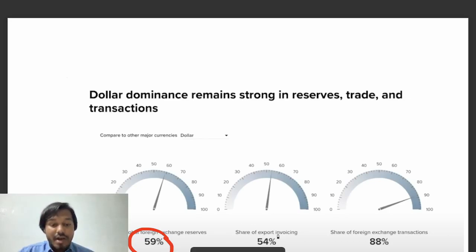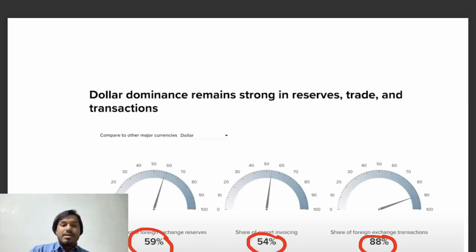Here you can see the share of export invoicing. Of the exports happening around the world, the countries exporting, they export in dollars. 54% of exports are in dollars right now. And you can see the foreign exchange transactions, 88% are dominated by the dollar. So the dollar is still the reserve currency of the world, and is doing very well.